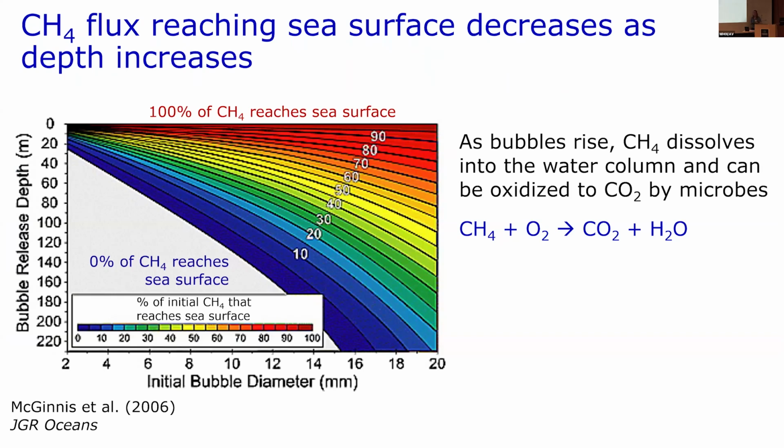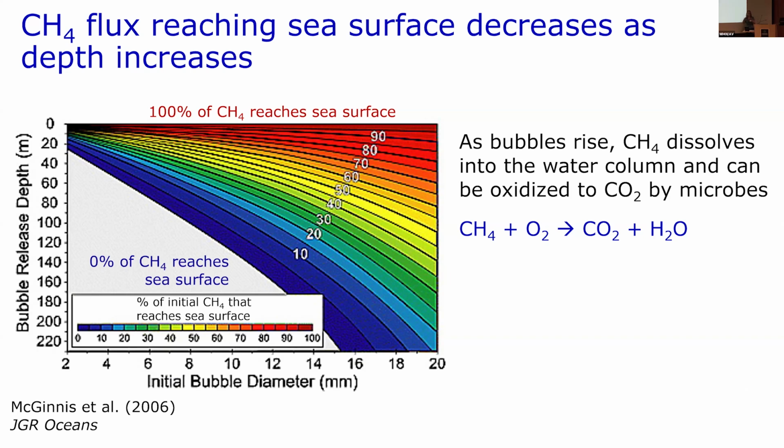So let's talk a little bit about how bubbles might behave in water. Bubbles can be a really efficient way to transfer gases because they're buoyant, so they want to float towards the surface, whereas a dissolved constituent is going to stay and flow with the water. This is a schematic showing just one model of how bubbles behave in the water column. The x-axis here is the initial bubble diameter, so what size the bubble is when it rises from the sediments. The y-axis is the bubble release depth in meters. And the colors show what percentage of that methane at the seafloor reaches the surface.